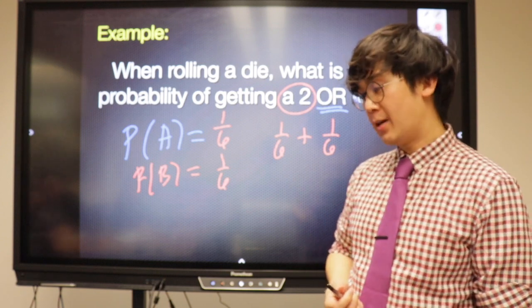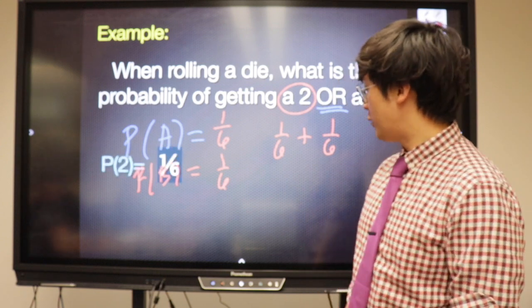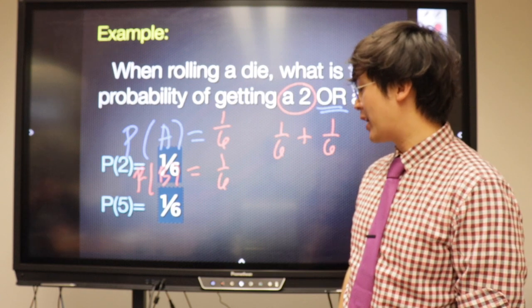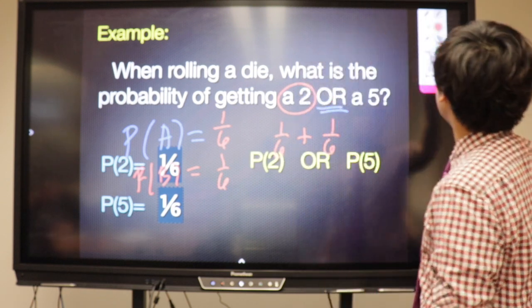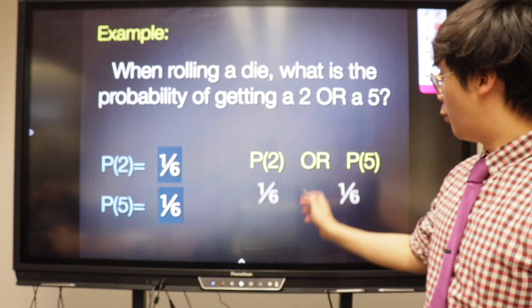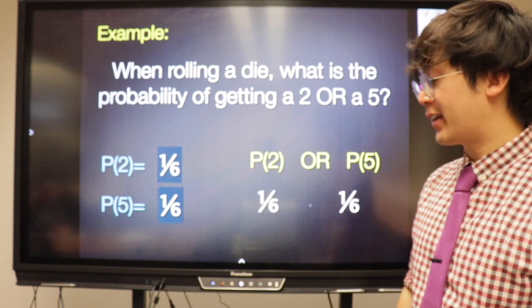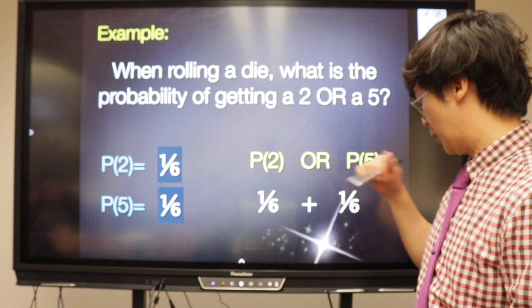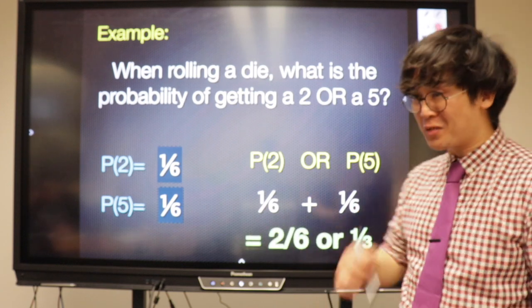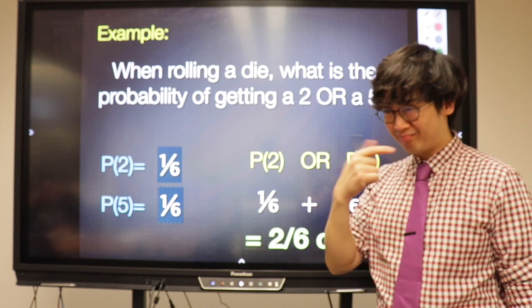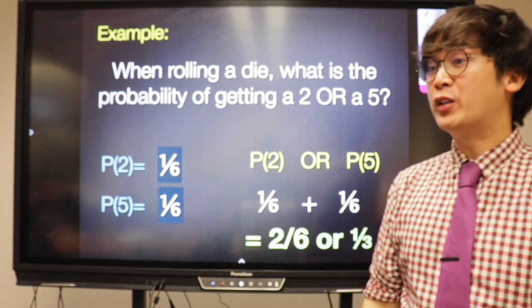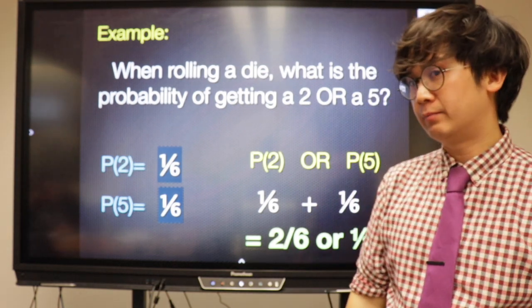Got it? So, P of 2 is 1 over 6. P of 5 is 1 out of 6. All you need to do is to remember how to add fractions. So, what is 1/6 plus 1/6? That is a probability of 1 over 3 of getting a 2 or getting a 5 when you roll a die.